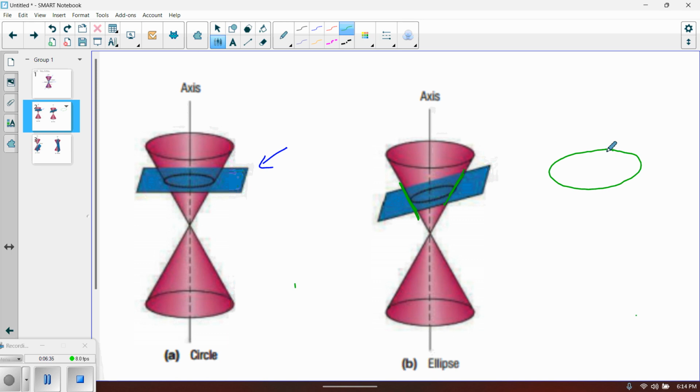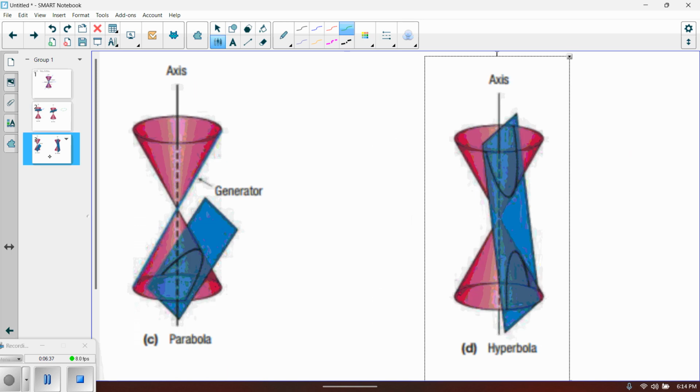The third section, the one we're probably more familiar with than any, is if you were to go through one nap and its base. So it actually won't touch the other nap at all. So it basically has to be parallel to the generator line, which is this one right here. It's got to be parallel to this. But it's going to cut through one nap, and then it's going to go through the same base as the nap it is. That's going to form the parabola.